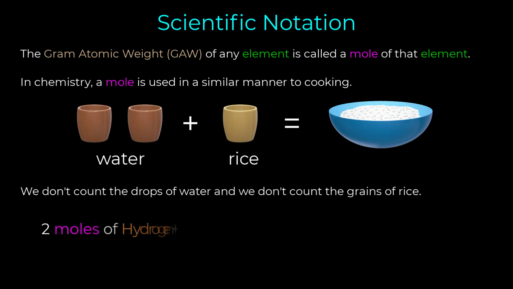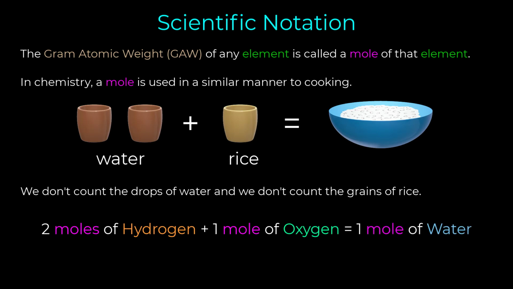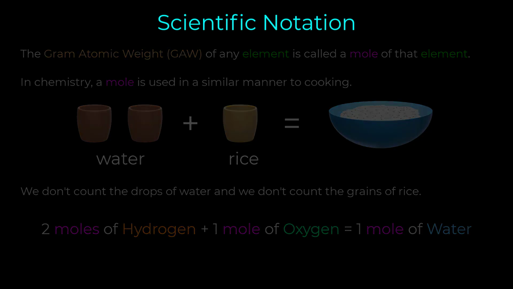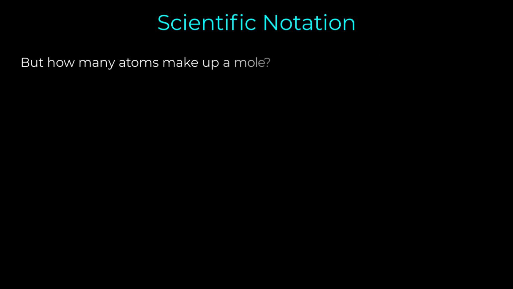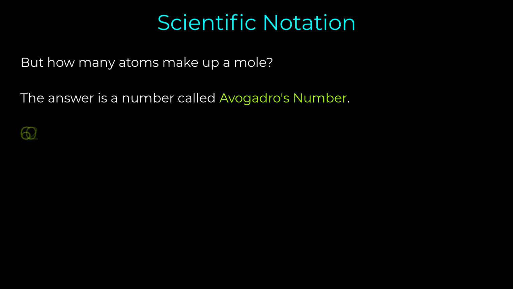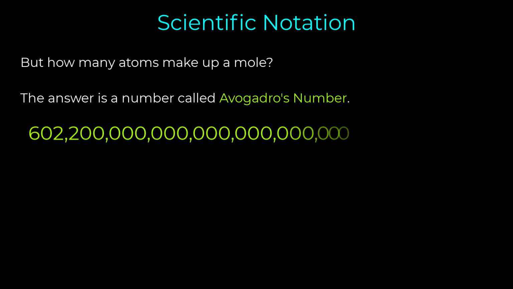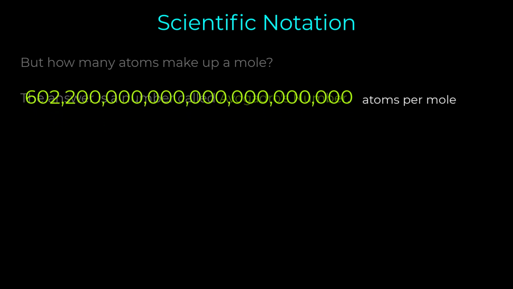So 2 moles of hydrogen and 1 mole of oxygen means that we have the right ratio of hydrogen and oxygen to produce water. But how many atoms make up a mole? The answer is a number called Avogadro's number. Here is Avogadro's number to the first 4 digits of accuracy. There are this many atoms in 1 mole.